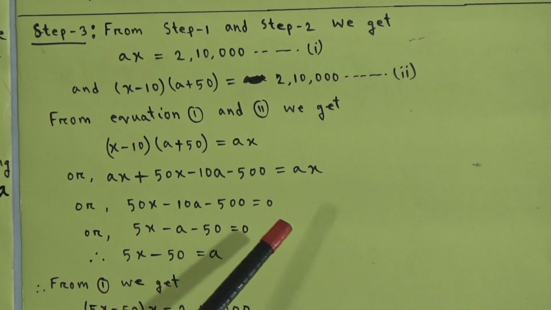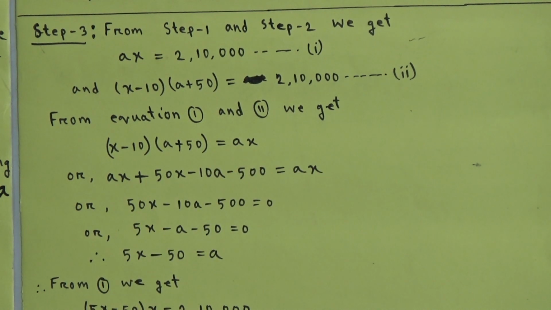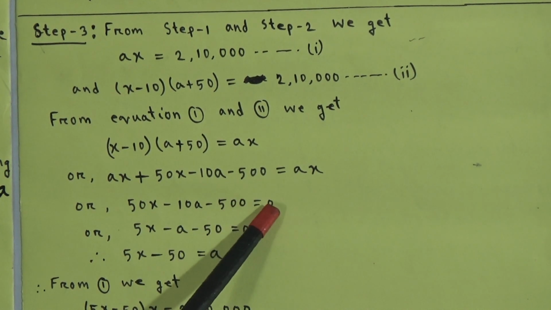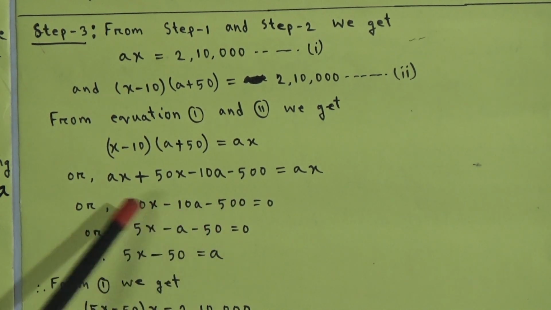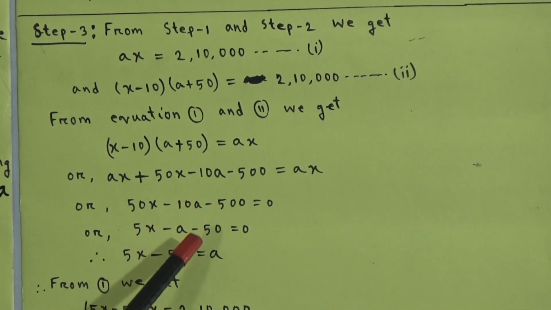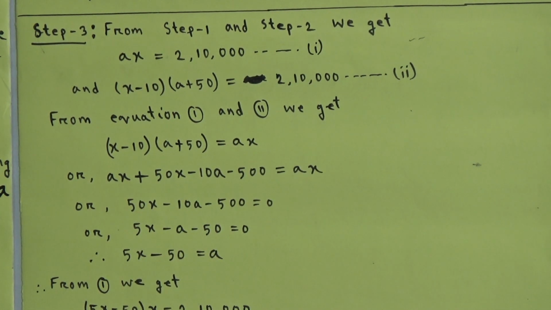Now here AX exists on the left hand side and right hand side, so we can remove AX from both sides. Then 50X minus 10A minus 500 will exist, and this is equal to 0. Now dividing both sides by 10: if we divide 50X by 10 it will be 5X, if we divide 10A by 10 it will be minus A, and if we divide 500 by 10 then it will be minus 50. If we send minus A to the right hand side, then it will be plus A. That means 5x minus 50 equal to A.